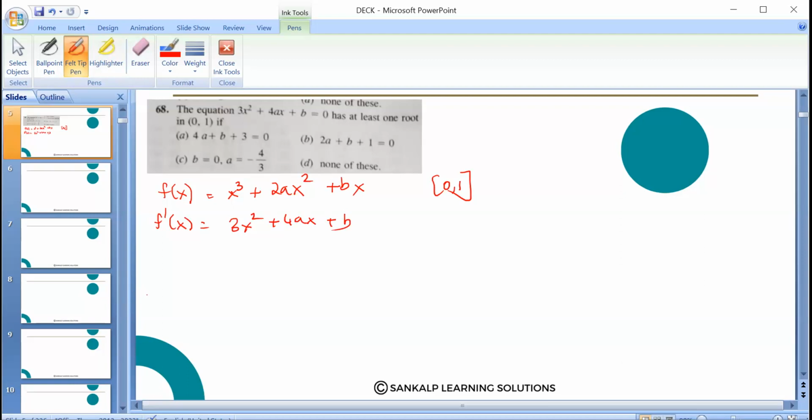So we are talking about having 0 for this. The function which we have taken is a polynomial. It is differentiable and continuous in this interval. So f of 0 will be 0 and f of 1 is 1 plus 2a plus b.